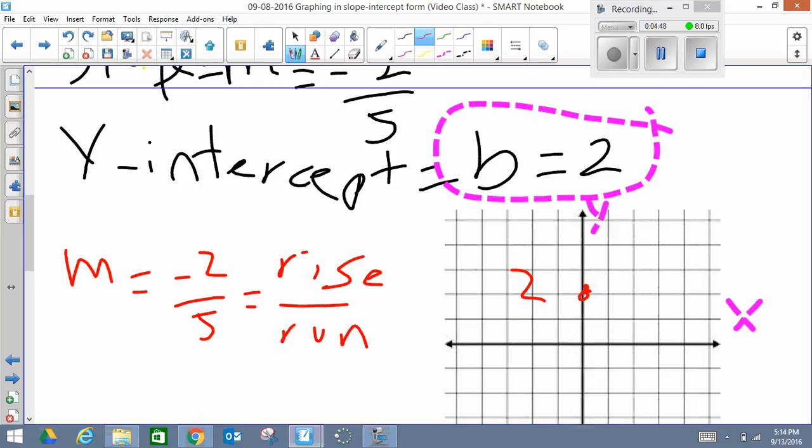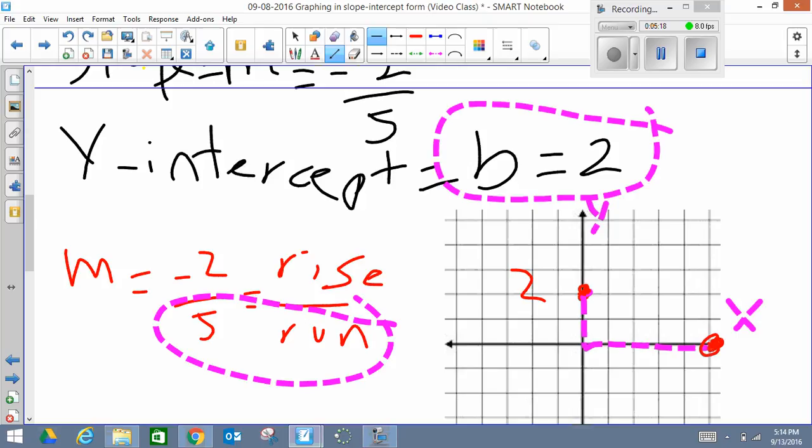So starting on my y-intercept, I start right there. I'm going to do rise, which is negative, so I'm going to go down 1 and 2. Okay, and the run is 5. Because it's positive, I go to the right. 1, 2, 3, 4, 5. When I get there, that's my second point. So I have one from the y-intercept and the second one from the rise over run. I connect those two, and then I can draw my line.